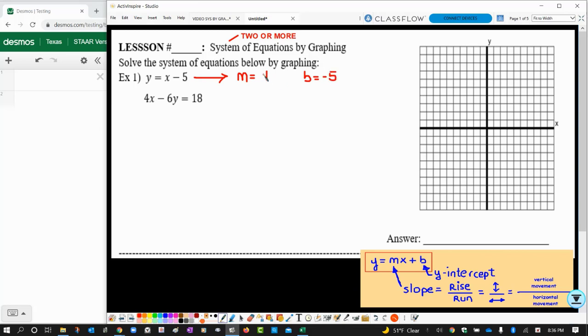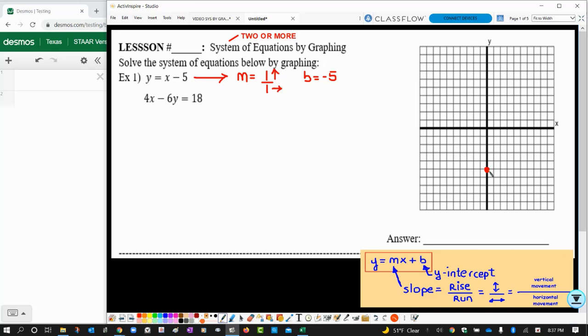Also remember, we want the slope to be a fraction, so we're going to put a 1 underneath to make it into a fraction. We always start the graph with the letter b, which is the y-intercept. The y-intercept is on the y-axis, so we're going to go down 1, 2, 3, 4, 5, and that's our first point. Then we look at the slope, and the slope is 1 over 1, so that means I go up 1, and I run 1 to the right.